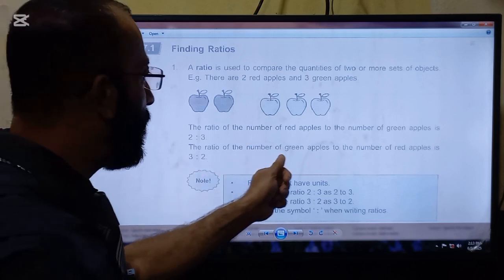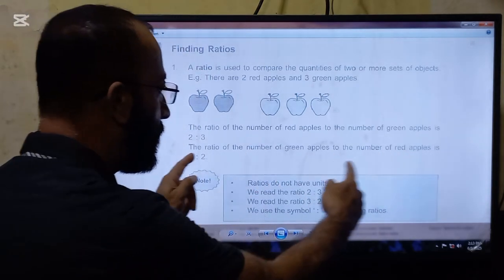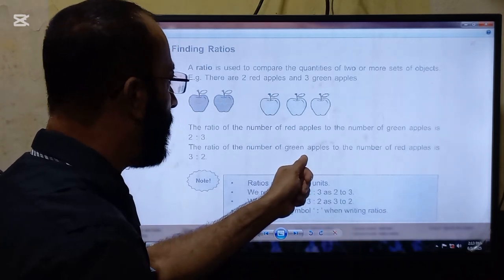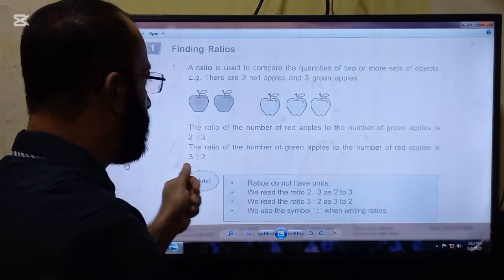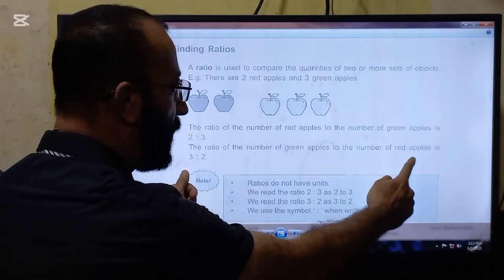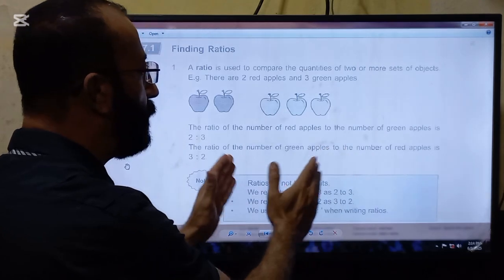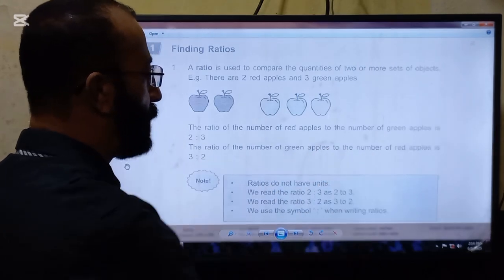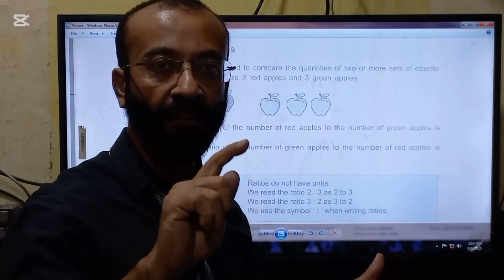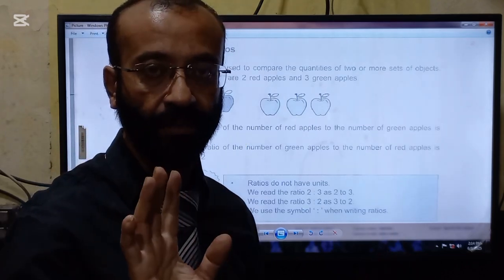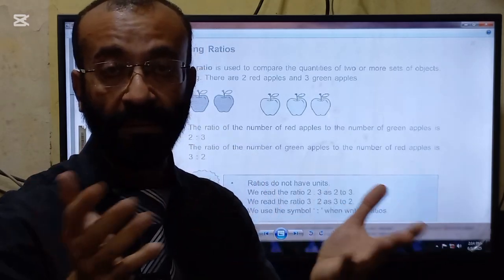The ratio of the number of the green apples to the number of the red apples is. Now look in this statement, green apples is coming first. So we will write the number of the green apples first and the number of the red apples later. So we have to be very careful about the wording of this statement. The thing which is coming first should be written first, and the thing which is coming later should be written later. So do not confuse the things, do not overlap the values.